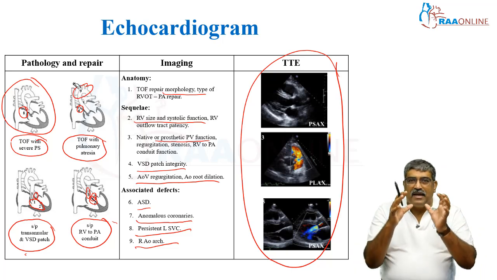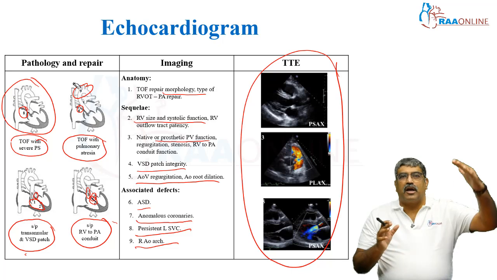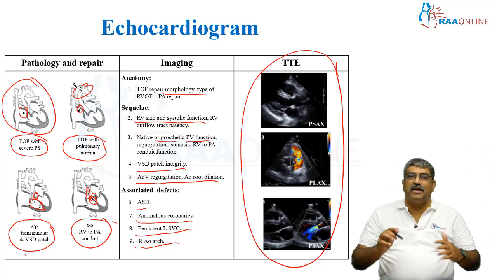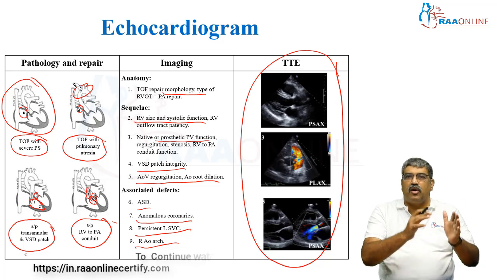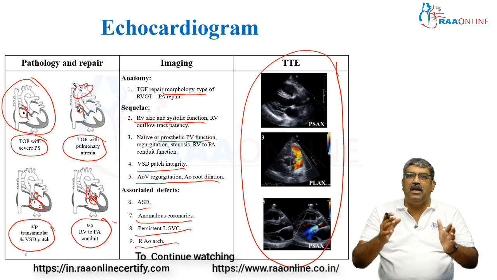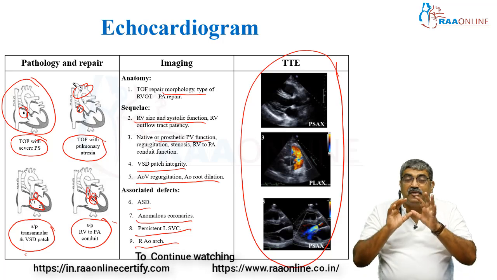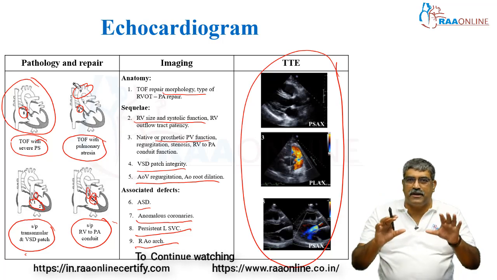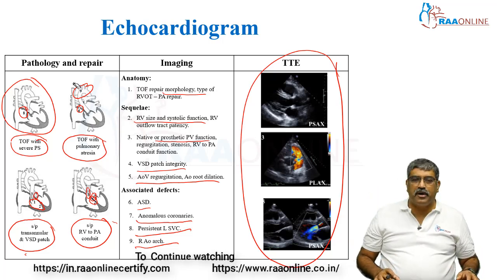So, in a case of tetralogy of Fallot with echocardiogram, you have to assess in a sequential way. Similarly, for any other congenital anomaly, whether repair is done or not, you have to sequentially assess the echocardiogram. That is very, very important in managing this case in the intraoperative period.